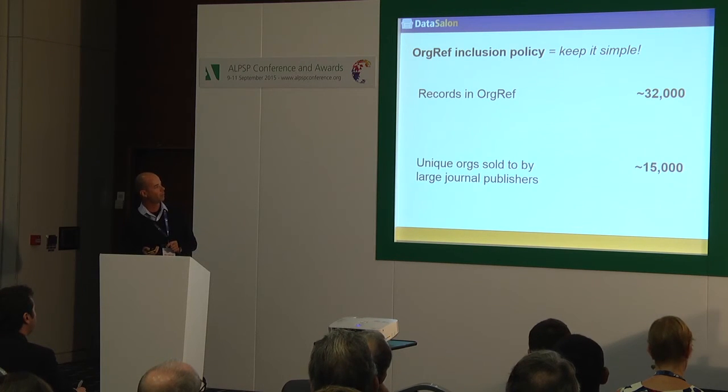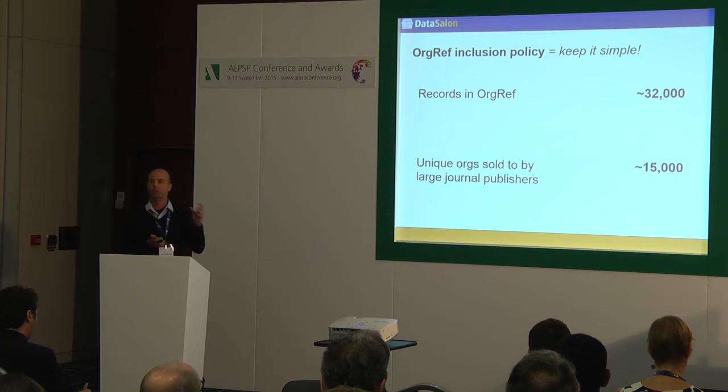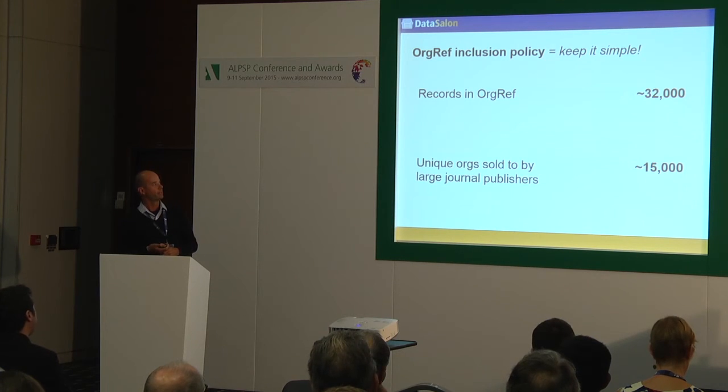We struggle to find one with more than 15,000 unique customers in terms of actual buying points. Clearly there are libraries and faculties and so on, but in terms of separate entities who are paying publishers separately, about 15,000. So 15 to 20, let's say. So in that context, 32,000 records in OrgRef is usefully focused.